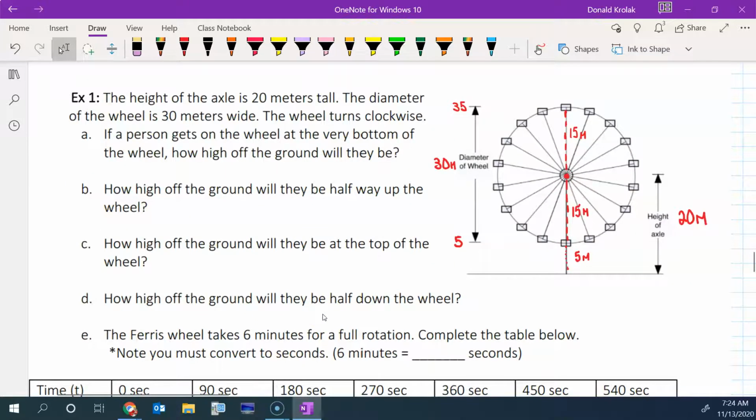All right, so it says the Ferris wheel turns clockwise, so it's going this direction. If a person gets on the wheel at the very bottom, how high off the ground will they be? Well, we already answered that. They're going to be 5 meters above the ground. How high off the ground will they be at the top of the wheel? Well, we answered that as well, 35 meters.